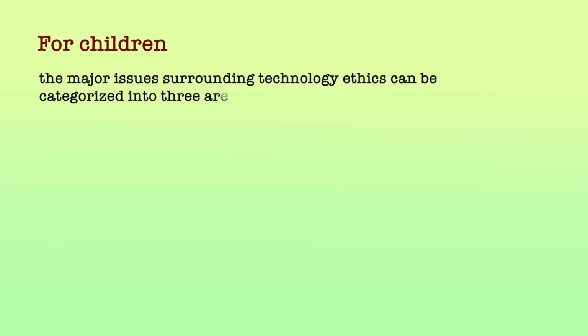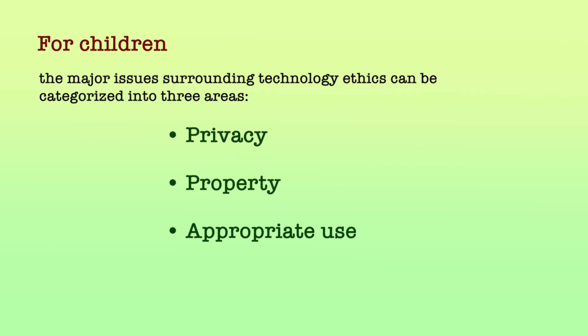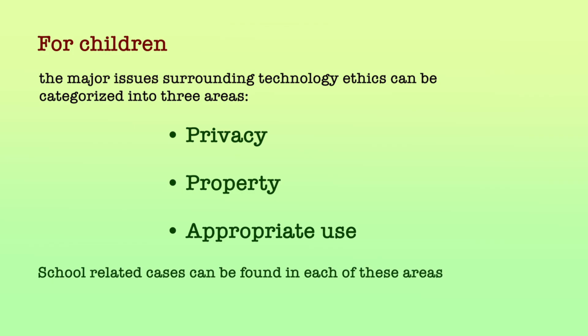For children, the major issues surrounding technology ethics can be categorized into three areas: privacy, property, and appropriate use. School related cases can be found in each of these areas.